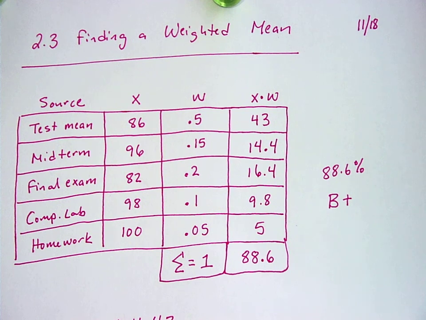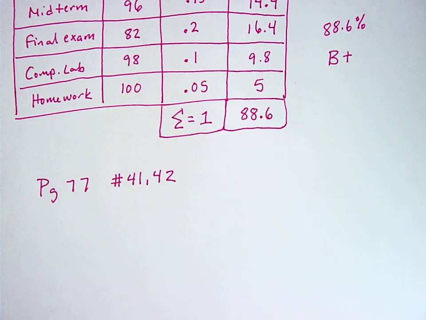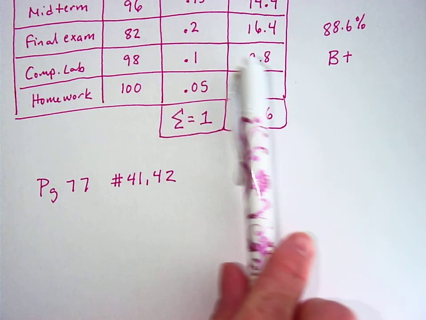So pretty simple process. Your homework is very light. It is 2 problems, which I'm going to add to tomorrow. So make sure that you have these 2 problems done by class tomorrow. Even though we won't be turning them in tomorrow, we will be going over them. So make sure that you do page 77, numbers 41 and 42.